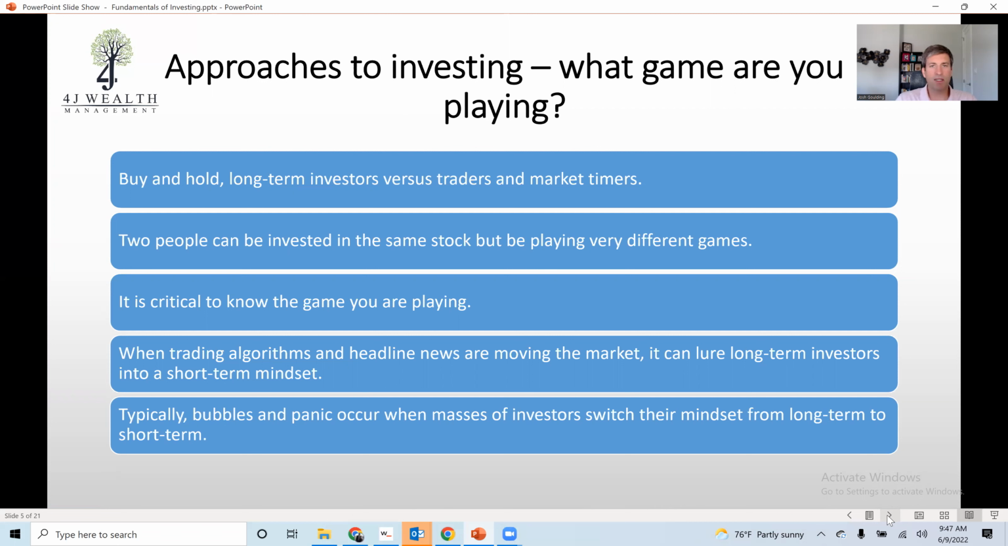And it's really important to recognize as an investor, which game are you playing, right? Because when the market's as volatile as it is and sentiment is driving the daily moves in the market, it can over time lure longer term investors into a shorter term mindset. And we believe a lot of that is starting to happen today. Typically, I would say bubbles and panic occur when masses of investors switch their mindset from a long-term mindset to a short-term mindset.